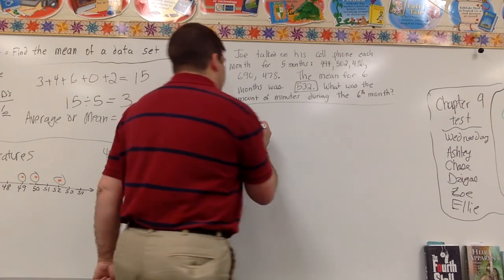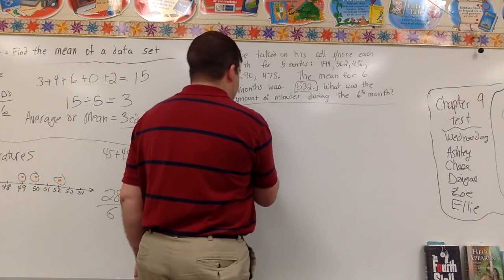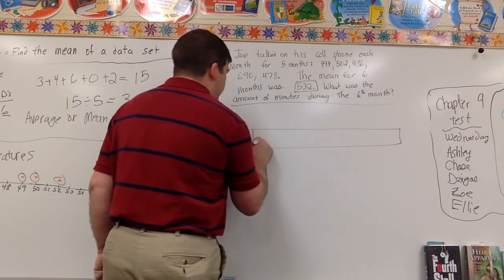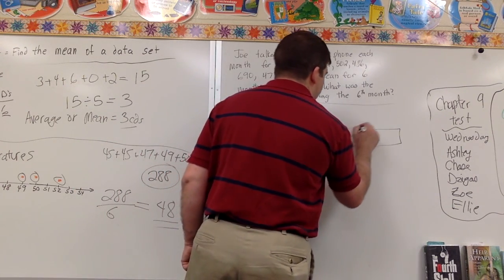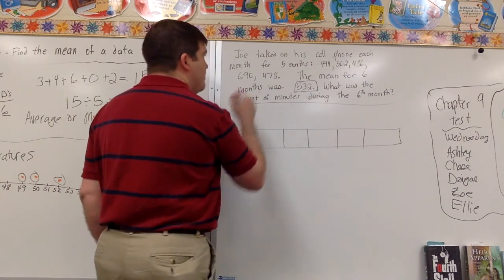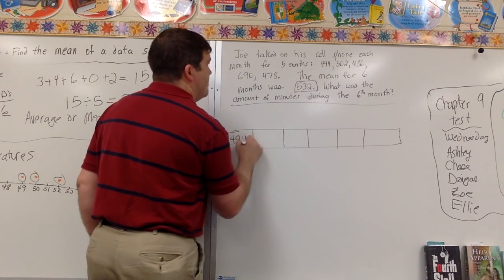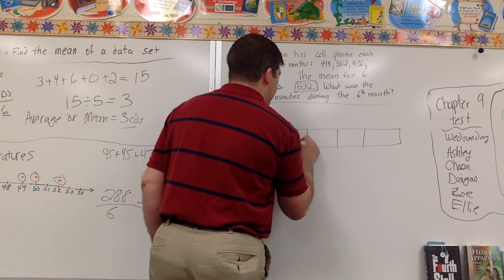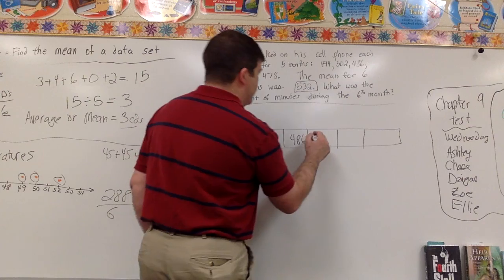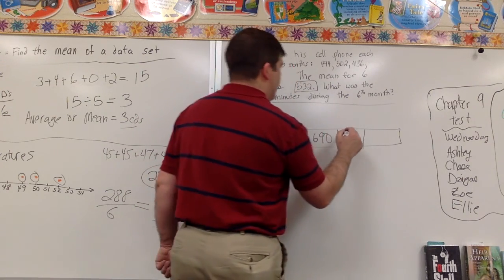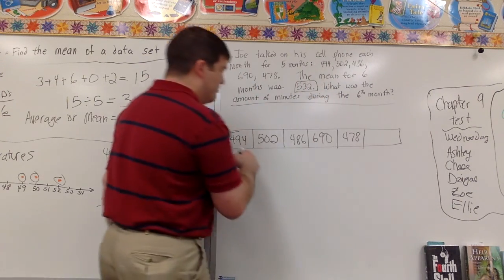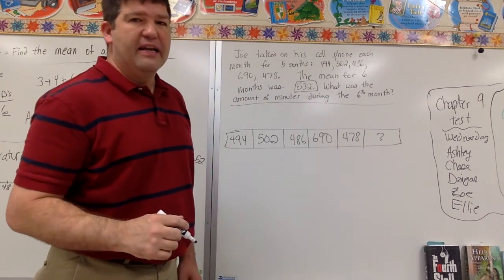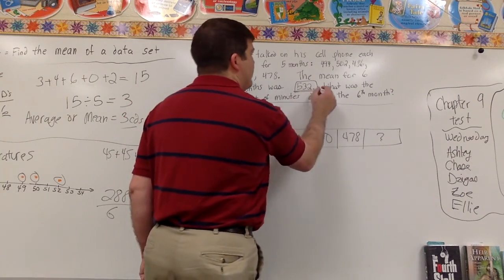So here's what I'm going to do. I'm going to set up a chart here. And I have 1, 2, 3, 4, 5, 6. So I know that 494, 502, 486, 690, 478. Those are my first 5 months. That's the 6 months I need to know. Now the average is 532.